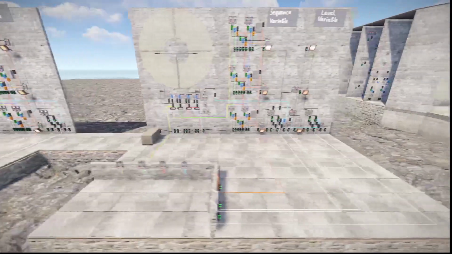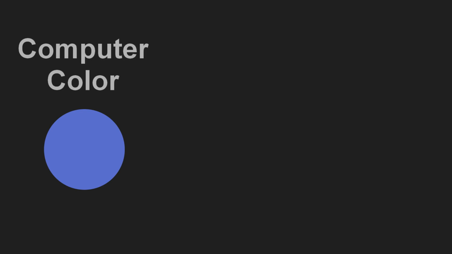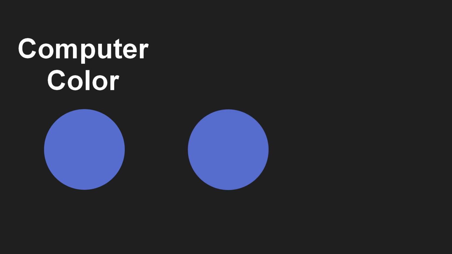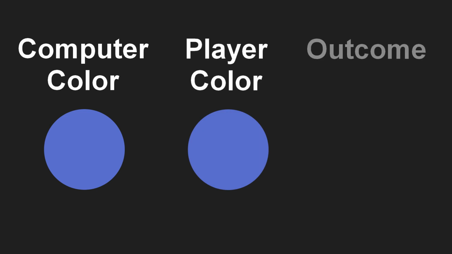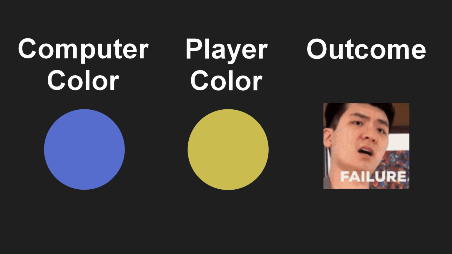We'll start simple and then add bit by bit. Here we have an example for a one color sequence. The color the machine picked is shown here. Let's call it the computer color. On the other side we have the color chosen by the player, the player color. If the computer color and the player color match, the outcome is a success. If not, it's a failure.